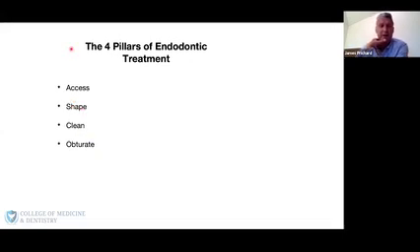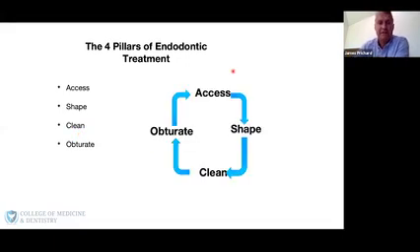processes. So the access cavity allows us to identify the root canal anatomy, identify the restorability of the tooth, and assess for fractures. The shaping allows us to create an apical size and a taper, or increase the canal volume, to allow us to then clean the canal spaces. And this in turn allows us to seal those canal spaces. But the reality of the four pillars of endodontic treatment is all four are intimately related.